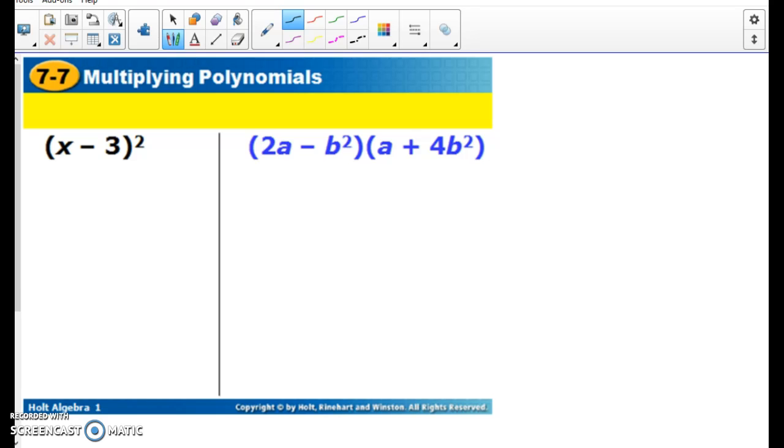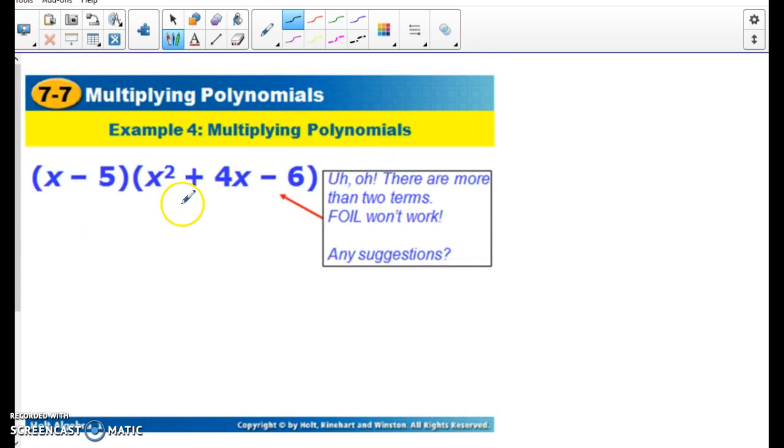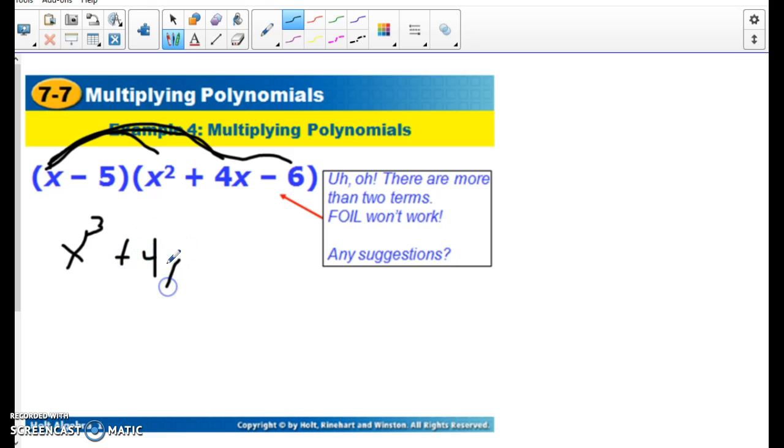Alright, and if you have a problem like this that has 3 terms, it doesn't matter. You're still going to do it the same way where you're distributing everything to itself. It's just not called foiling because there's 3 terms, but it would still do the same thing. So I would need x times x squared, x times 4x, and x times a negative 6. So I would end up with x to the third power plus 4x squared minus a 6x.